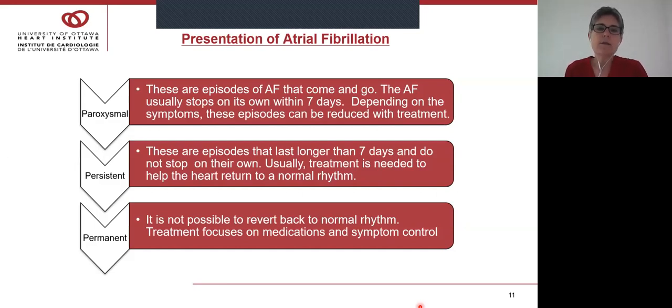So we say that atrial fibrillation is a chronic illness. Once you've had one episode, we know you're at risk of having another, but we never know what that time frame will be. Some people have one episode and don't have another for years.